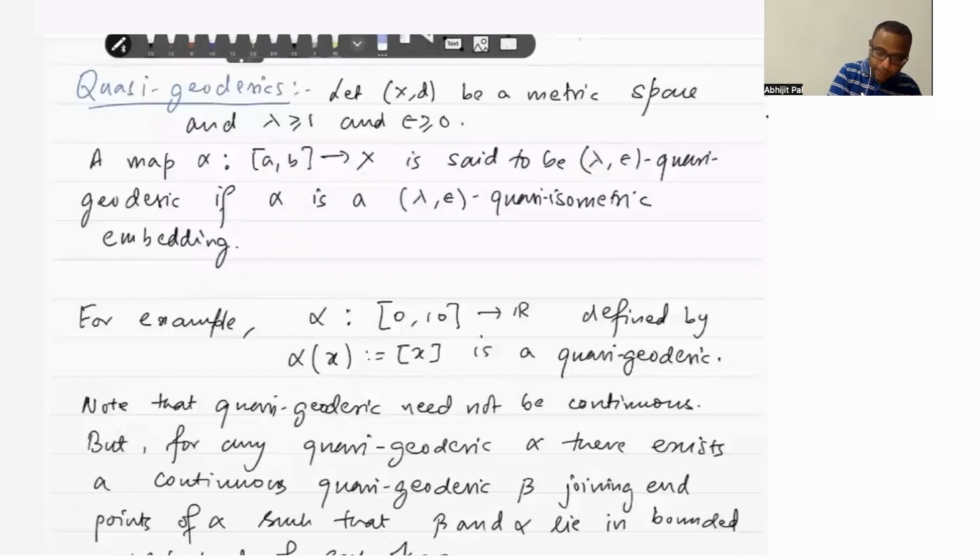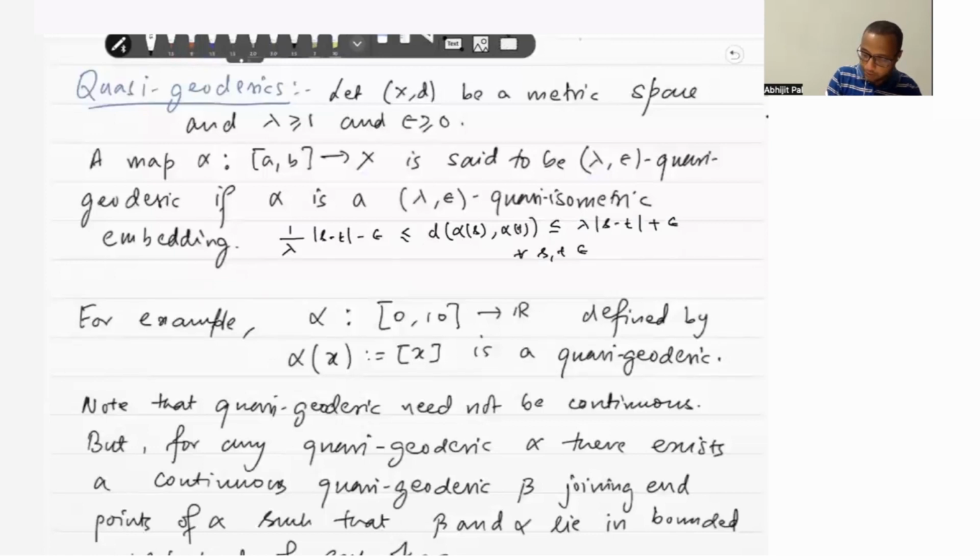So by this, what do we mean? 1 by lambda times |s minus t| minus epsilon is less than or equal to the distance between alpha(s) and alpha(t), which is less than or equal to lambda times |s minus t| plus epsilon, for all s, t belonging to this closed interval [a, b]. So this is the meaning of quasi-isometric embedding.